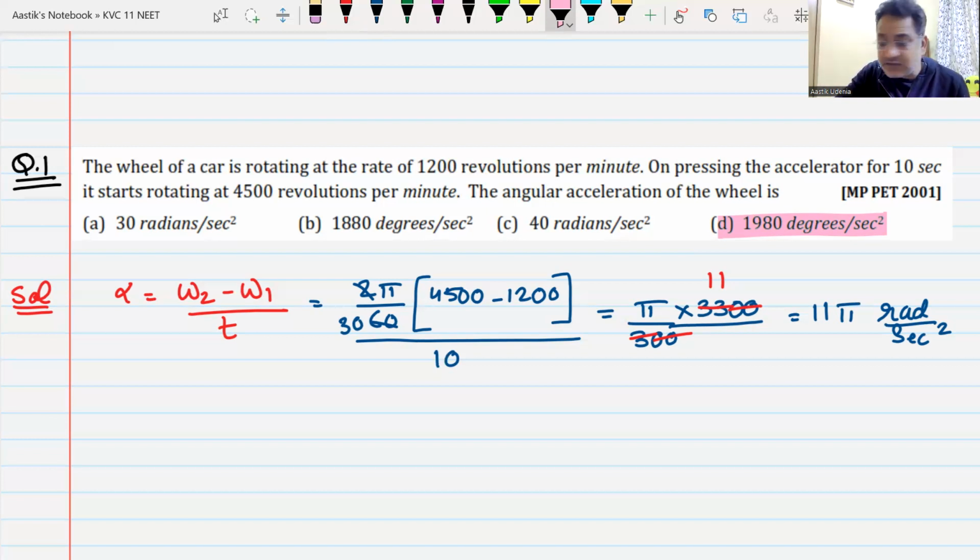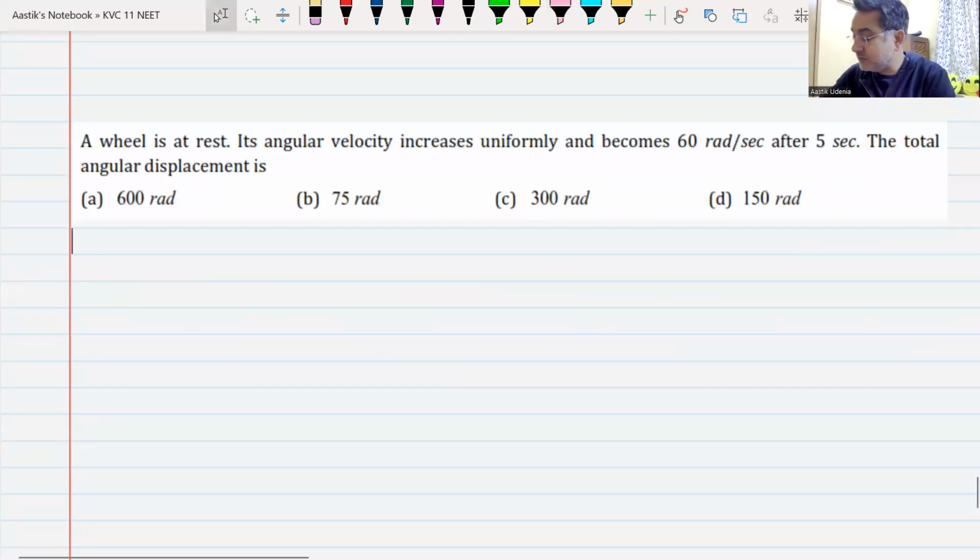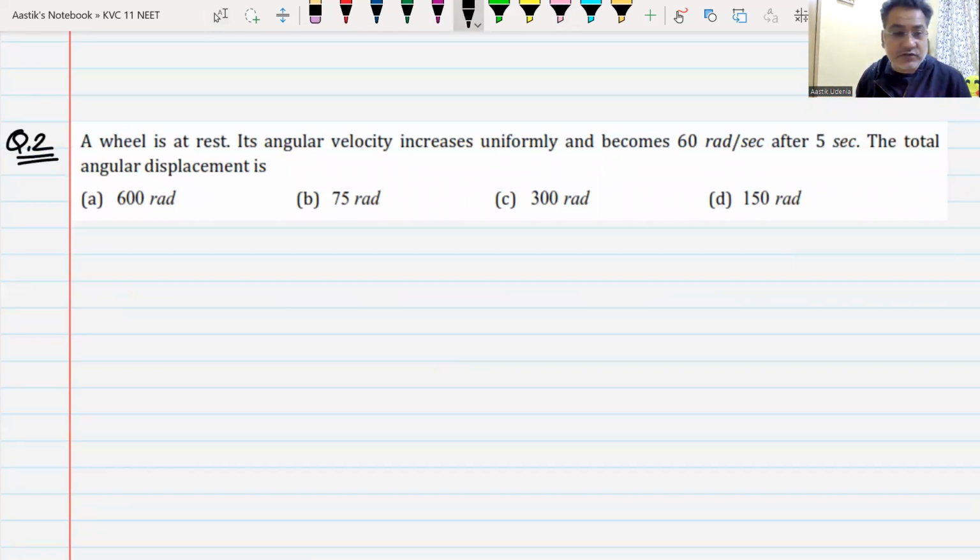This is the next question, a simple one, and I'll give you 2 to 3 minutes to solve it. A wheel is at rest, its angular velocity increases uniformly and becomes 60 radians per second after 5 seconds. What is the total angular displacement? I'll give you 2 minutes to find this out. Once you are done, please let me know.